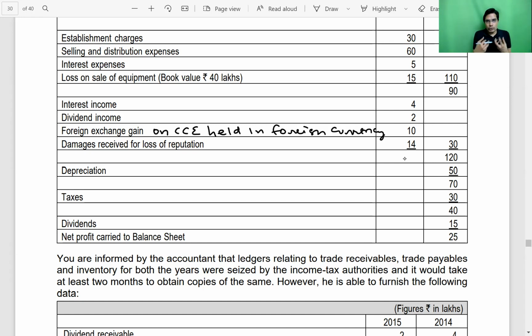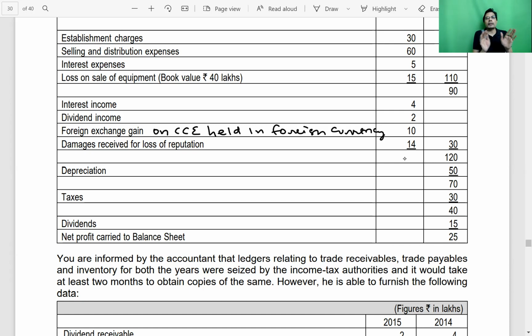Since actually there is no cash inflow, when we prepare the cash flow statement, we don't consider this in the cash flow statement. So when we don't consider this, our closing CCE as per cash flow statement will not match with the CCE balance in the balance sheet, because in the balance sheet we have restated the cash held in foreign currency using the exchange rate existing at year end.